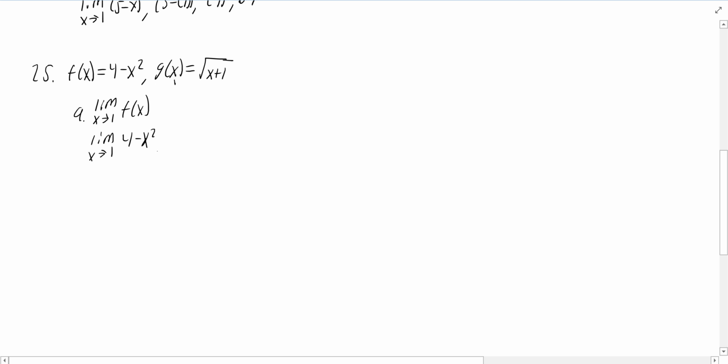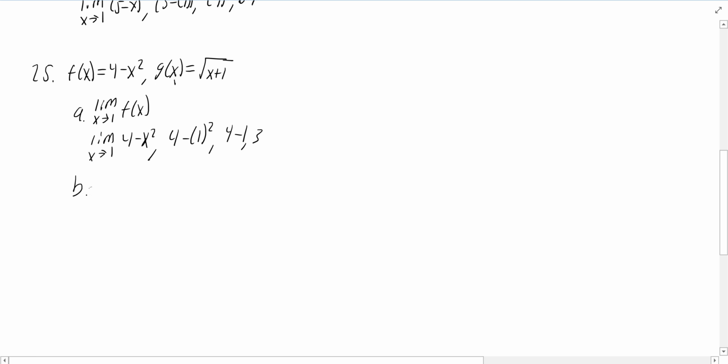So now what we're going to do, as we've always done: 4 minus, we're going to replace the x with 1. We're going to square that because we have to. 1 squared obviously is 1, so we get 4 minus 1. That gives us a grand value of 3. So that question, part A, is complete.